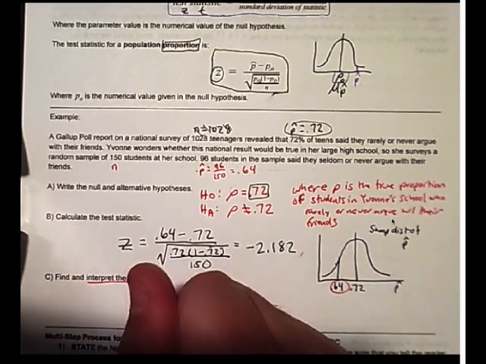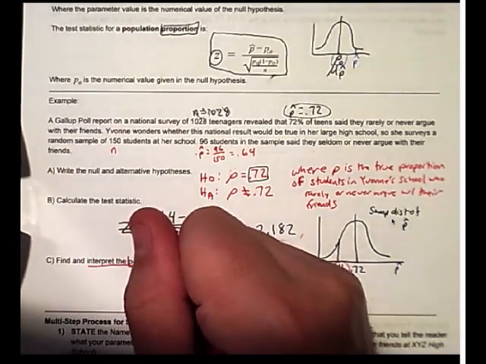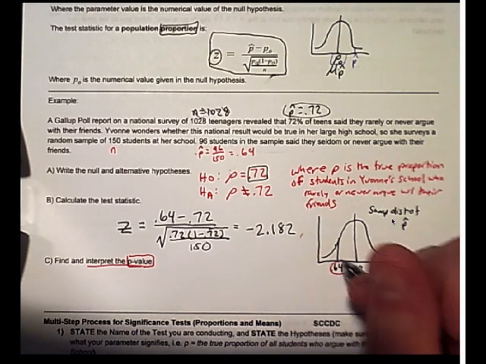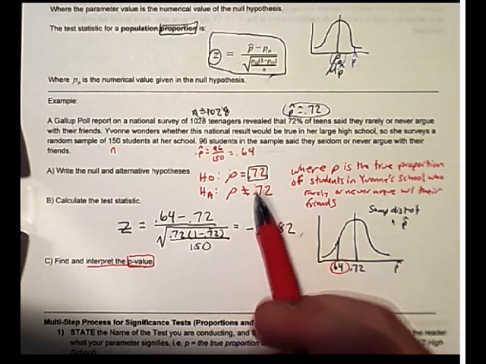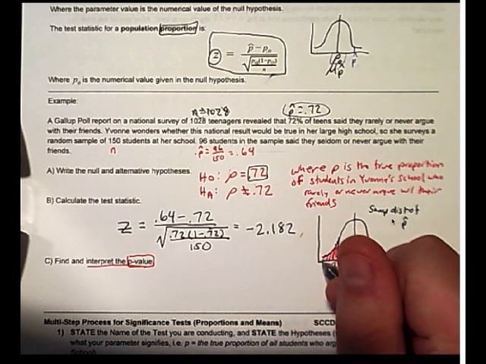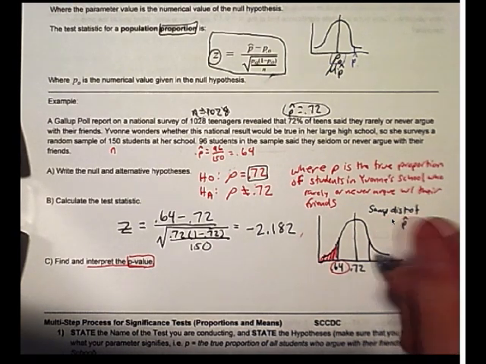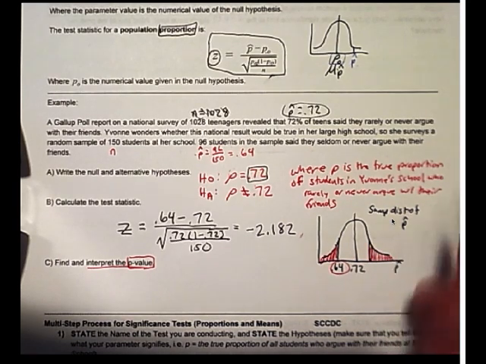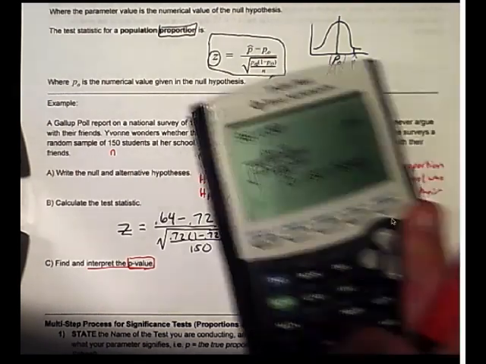Okay, so the next part says find and interpret the p-value. So the p-value, okay, would be the area. Now, this is a two-tailed test. Okay, so after I find this area, I actually have to double it because there's a mirror on the other side. So once I find this area, I got to double it. Okay. So how am I going to do that? Well, I'm going to store this.